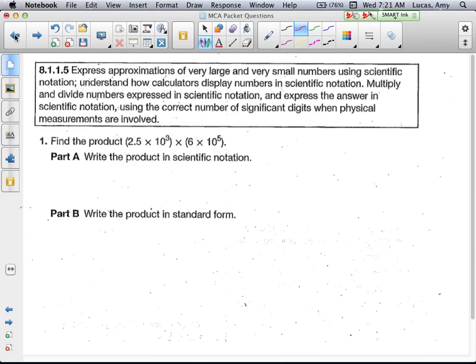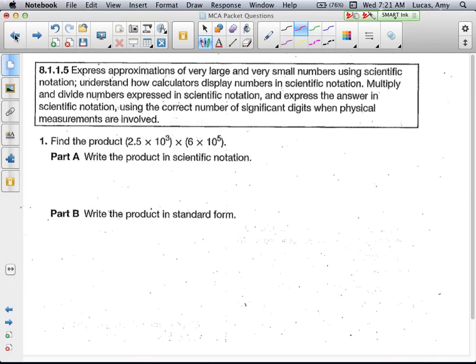Our next benchmark is 8115, so that would be on the following page, page 9. Express approximations. So approximations means that we're rounding. Express approximations of very large and very small numbers using scientific notation. Understand how calculators display numbers that are in scientific notation. Multiply and divide numbers expressed in scientific notation, and express the answer in scientific notation using the correct number of significant digits when physical measurements are involved.